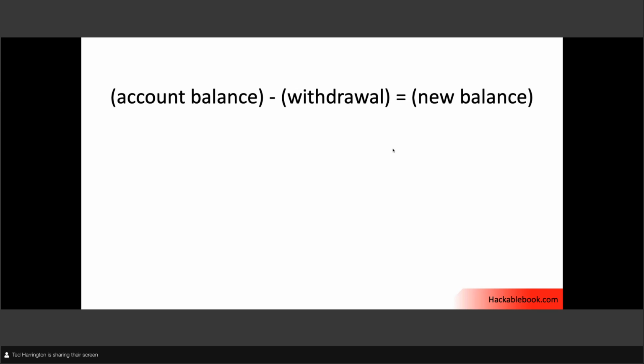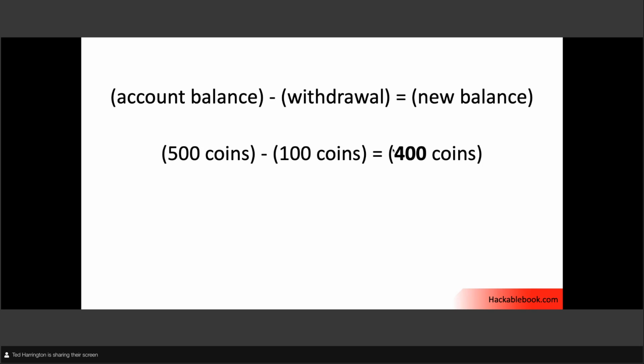Now, I'm oversimplifying the way that it works, but essentially this is the idea that these in-game banking systems would do a computation of what your account balance is, the amount you need to withdraw in order to get the upgrade or whatever it is that you're buying, and then the result is the new balance. So for example, you might have 500 coins, you need to take out 100 coins in order to buy that thing, and you're left with 400 coins.